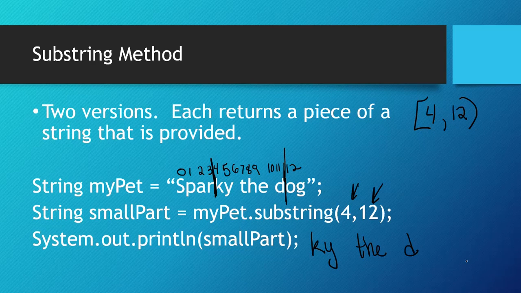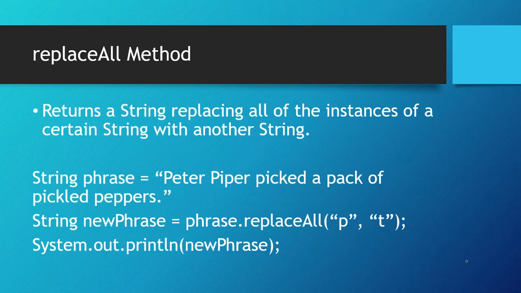Substring is very useful. Let's say the user types in their full name, such as John Smith, and I just wanted his last name. I could take from the S to the end to find his last name.